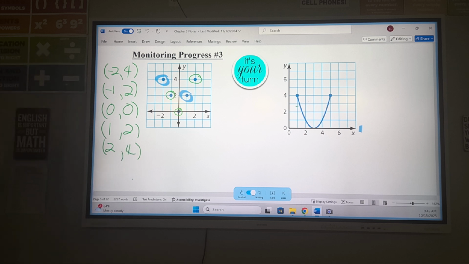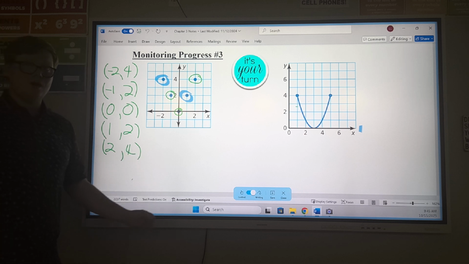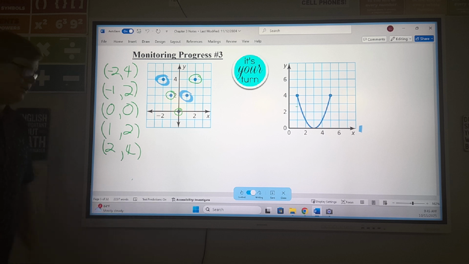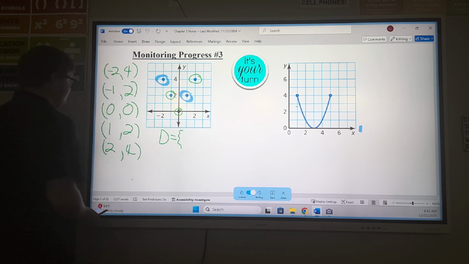Now, there's going to be something just a little bit different when it comes to the domain and range here. So, I'm assuming a few of you may have written the range wrong, but that's okay. We're going to fix it. So, first, let's look at our domain. Let's look at all the x values.